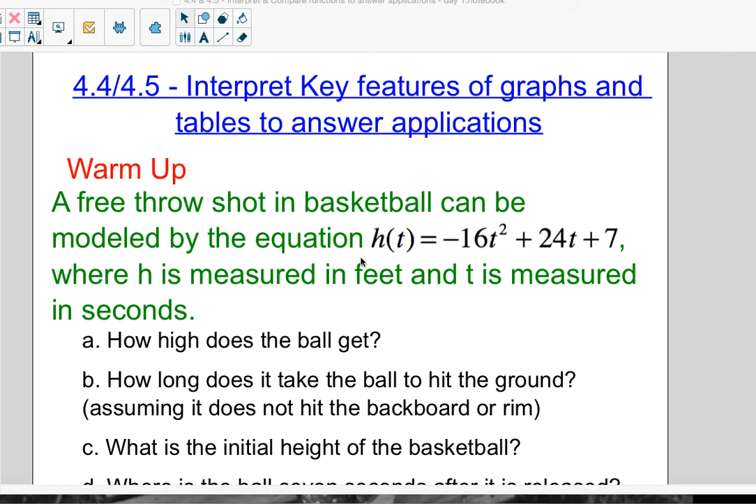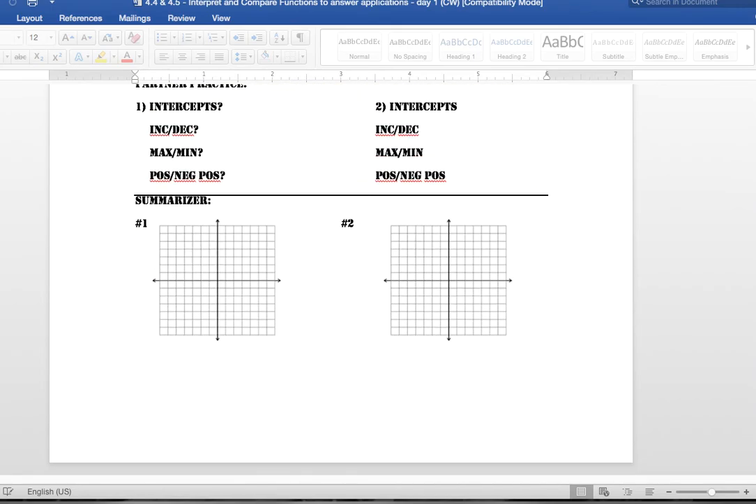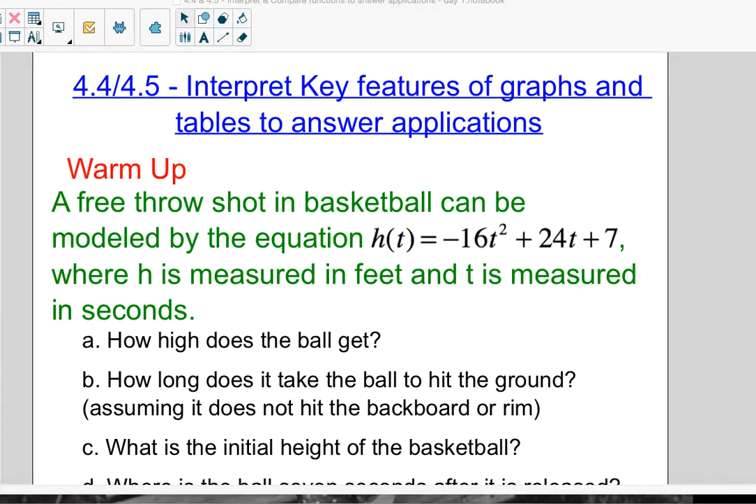I know we did 4.6 last class. I'm going back to 4.4 and 4.5 for this class. So before you keep going with the video, just make sure you do have the classwork in front of you. It should look something like this. I think the sub has it, but if they don't, then it should be in the corner. You can grab that. So we're just doing day 1 today.